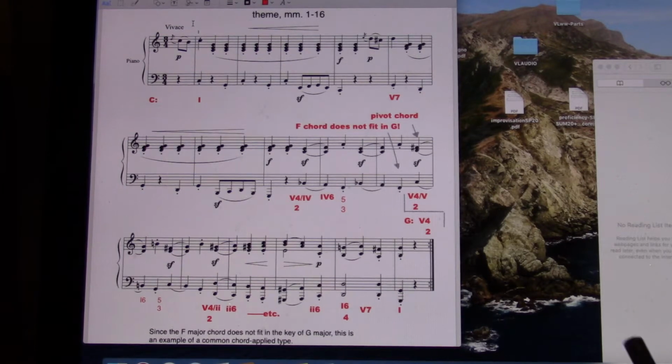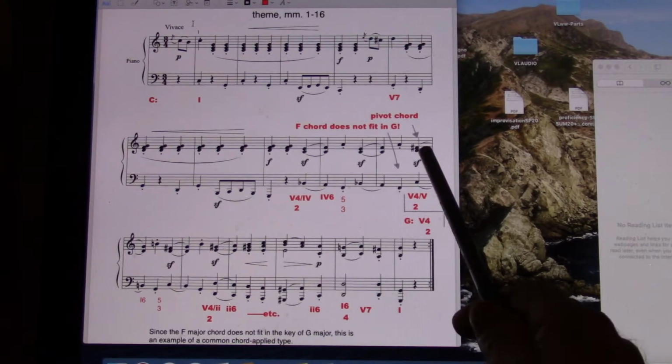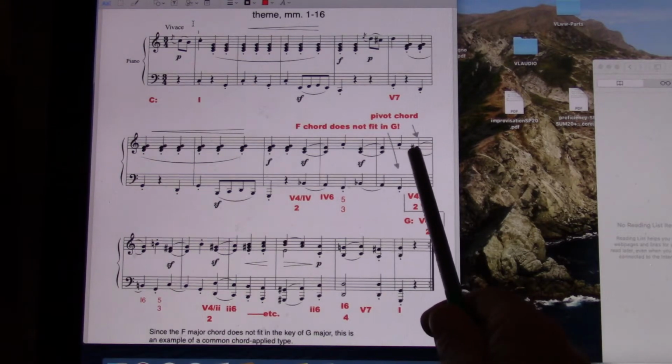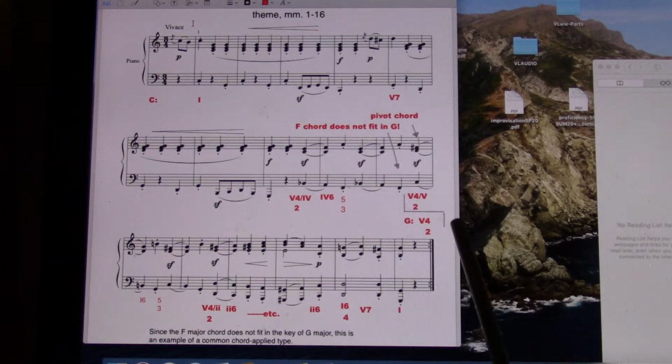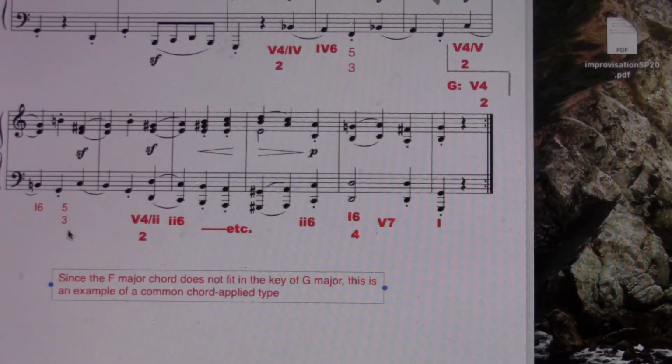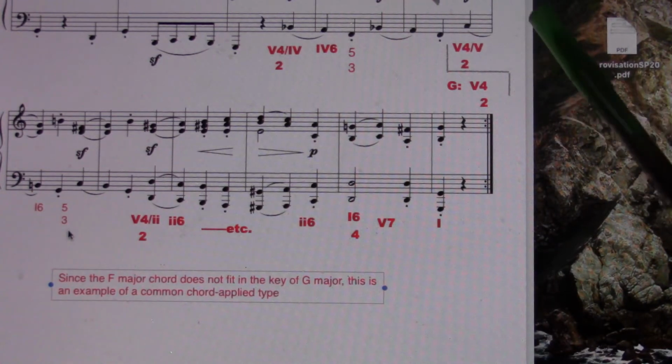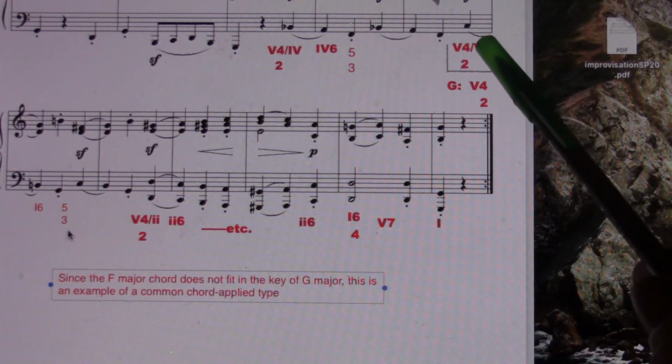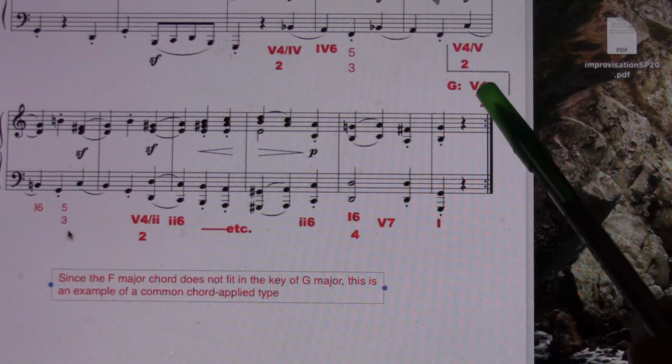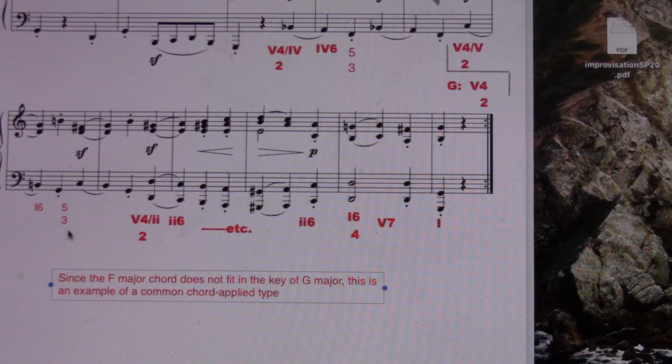And so our pivot chord is the applied chord in the key of C, but the 5-4-2 in the key of G. And so you might notice that the point of modulation corresponds to the pivot chord. So since the F major chord does not fit in the key of G, this is an example of a common chord applied type, where this chord, which becomes the common chord for the modulation, is an applied chord in the key of C, but it is the 5-4-2 in the key of G.